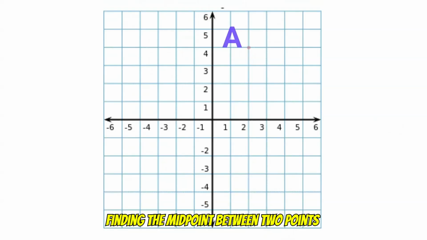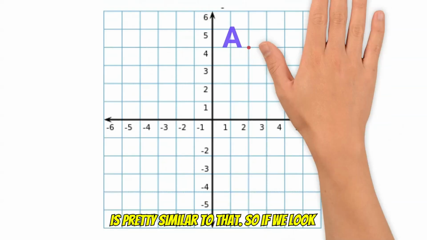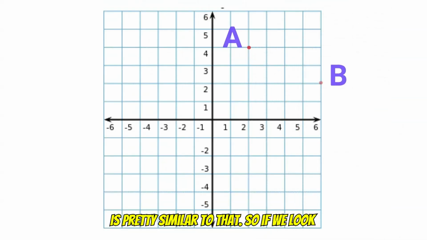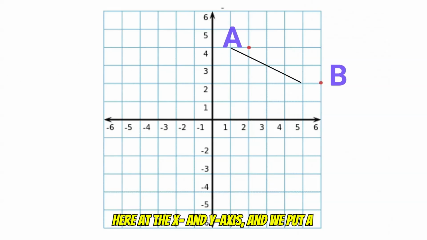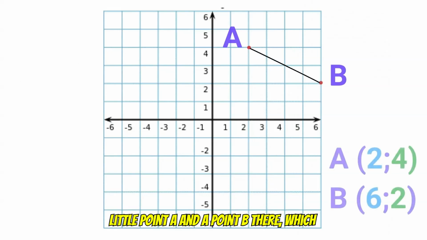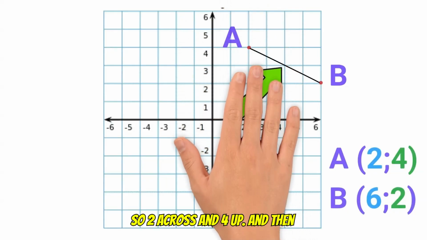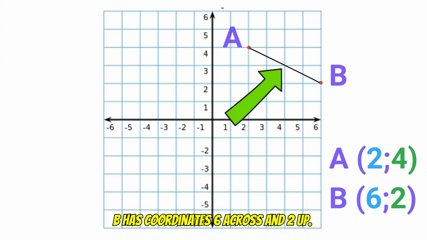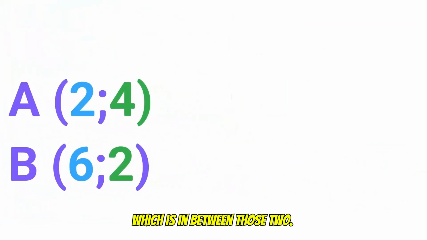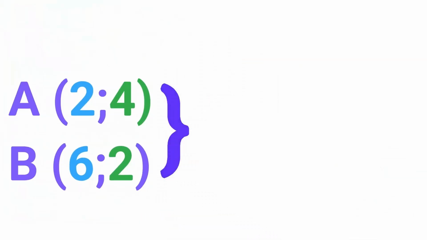Now, finding the midpoint between 2 points is pretty similar to that. So if we look here at the x and y axis and we put a little point A and a point B there, which have coordinates 2 and 4 for A, so 2 across and 4 up, and then B has coordinates 6 across and 2 up, we're going to look for that midpoint, which is in between those two.